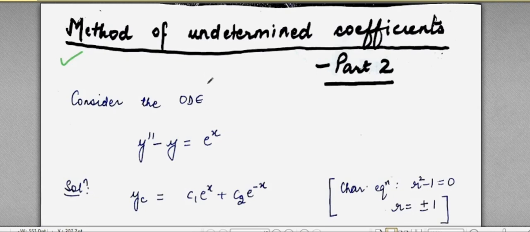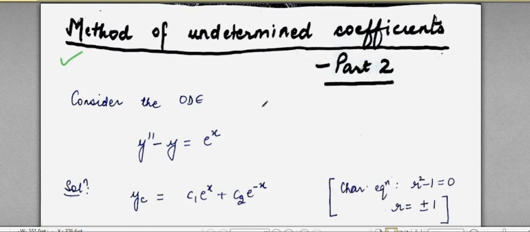Now in this video we are going to continue with that method. In the previous video we had discussed simple situations only, where the simple trial yp's, which we had listed in a tabulated form, were working well. But here we'll come across situations where those simple yp's will not work, and why they will not work and what to do in those cases is the intention of this video.